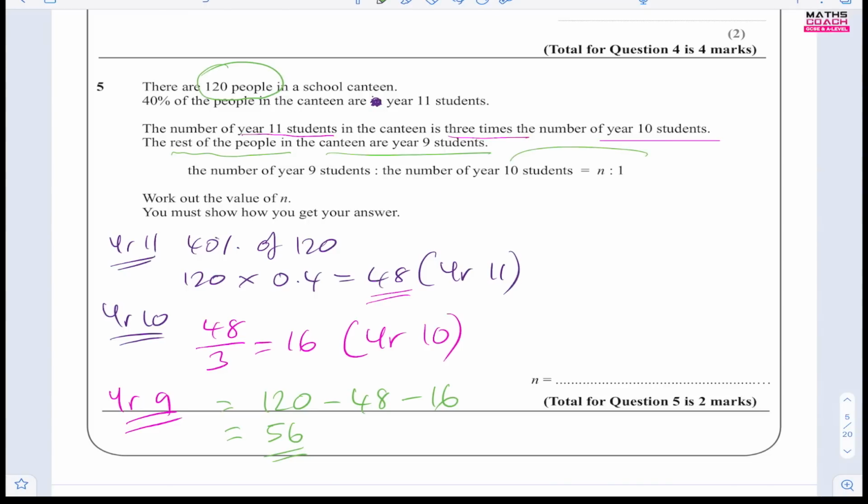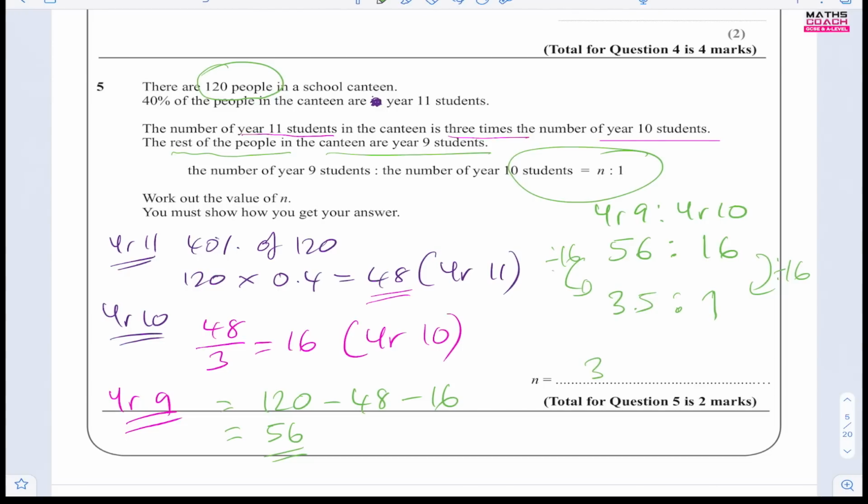Finally, we can now put it into this ratio right here. So the number of Year 9 to the number of Year 10 students is in the ratio 56:16. We just need to make this 16 into a 1. How do we do that? By dividing by 16, both sides. So 16 divided by 16 is 1, and 56 divided by 16 is 3.5. So the value of n here is 3.5.